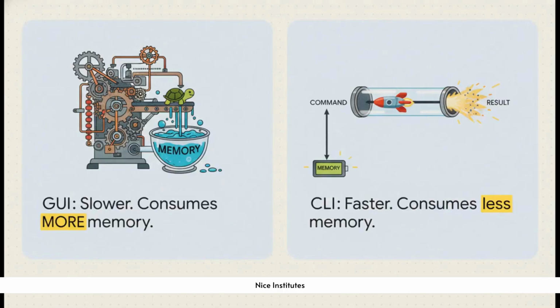Let's just zero in on performance for a second, because this is so important. A GUI has to constantly draw all those windows, all those icons, and manage them. That takes a lot of work. It's a resource hog. The CLI, on the other hand, it's lean, it's mean, it's just text. So it is ridiculously fast and efficient.